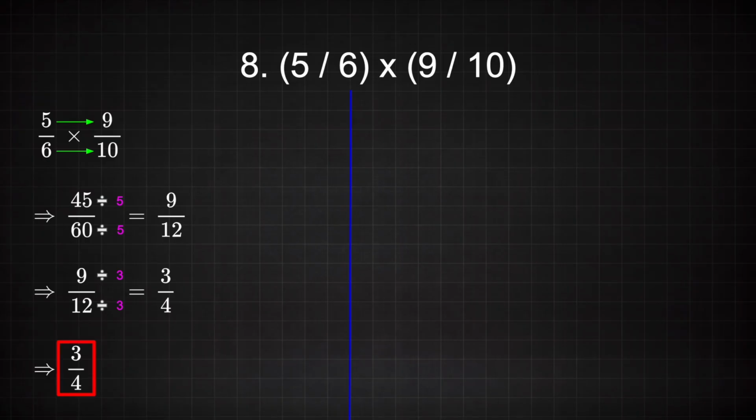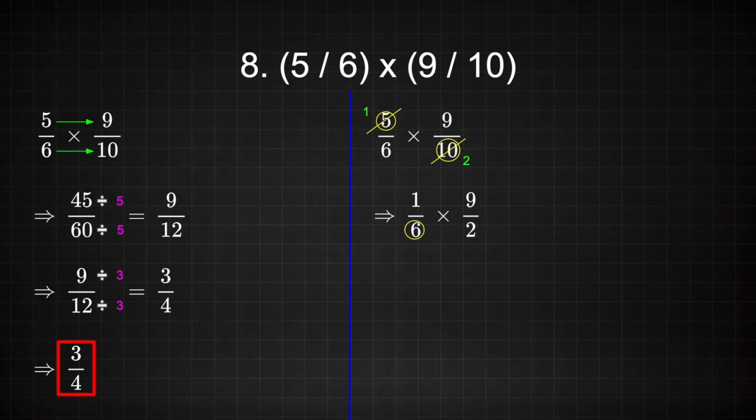Let's go ahead and now use cross-cancellation. We have the same problem, 5 over 6 times 9 over 10. The first numbers we look at are 5 and 10. Do they both share a number that can fit evenly in them? Yes, 5 can evenly fit. 5 divided by 5 is equal to 1, so we cross out the 5 and put a 1 next to it. 10 divided by 5 is equal to 2. We cross out the 10 and put a 2 next to it. Now our expression becomes 1 over 6 times 9 over 2.